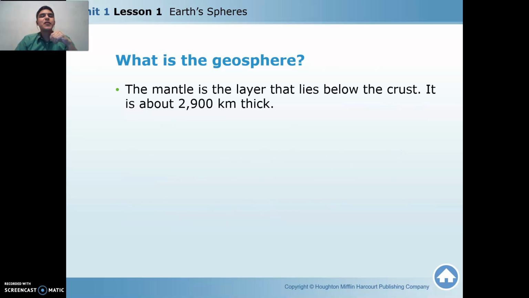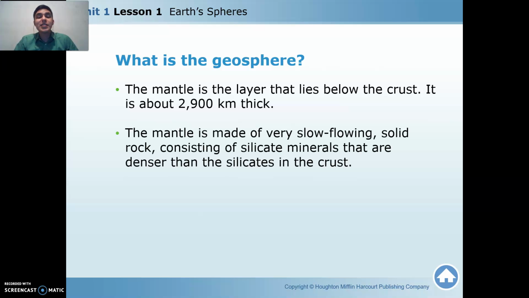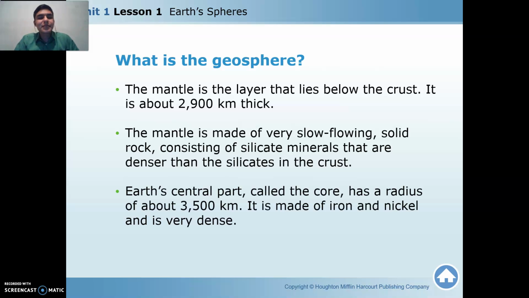And continuing with the geosphere, right after the crust, we're going to have the second section, which is going to be the mantle. The mantle is the layer that lies below the crust, and it is about 2,900 kilometers thick. The mantle is made of very slow-flowing solid rock, consisting of silicate minerals that are denser than the silicates in the crust. So basically it means that the harder materials are going to be found in the mantle rather than in the crust.